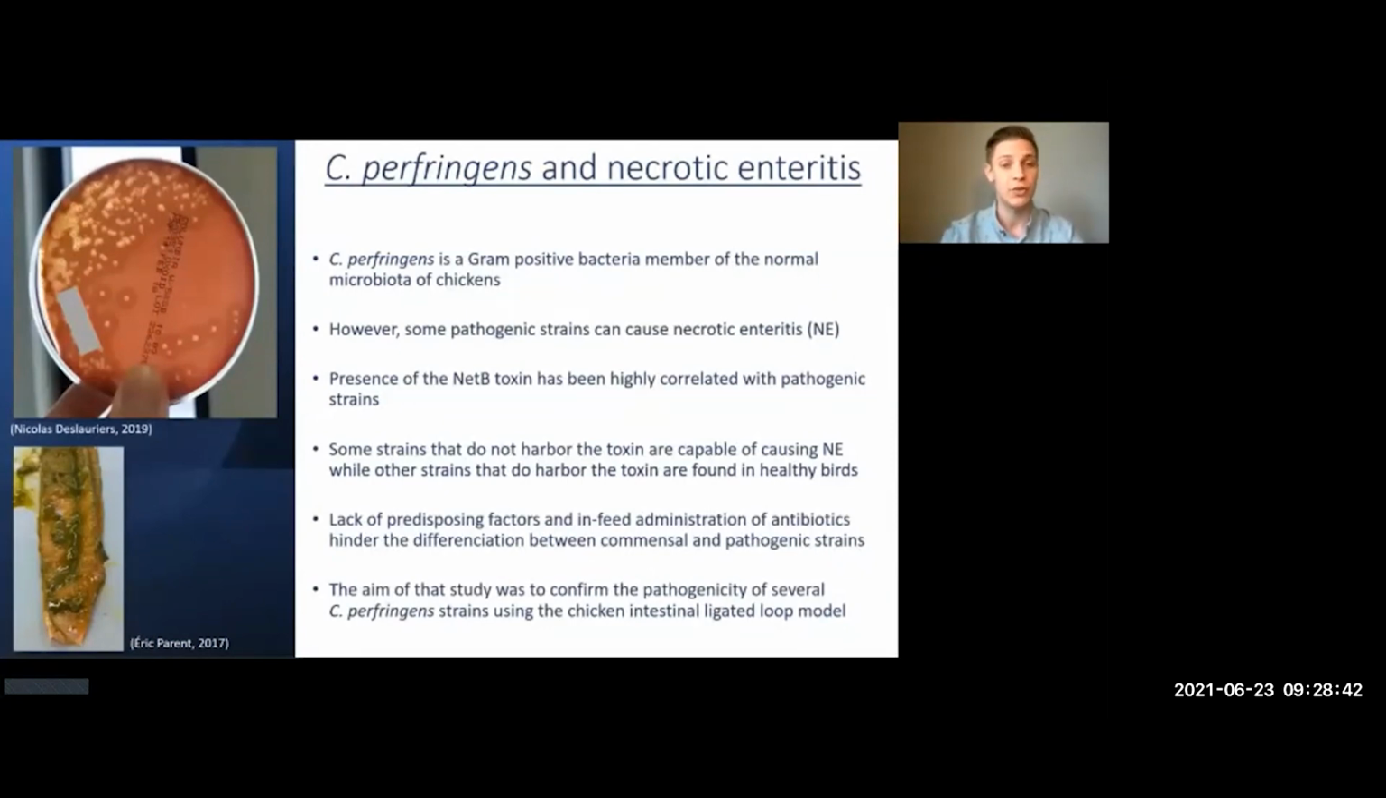However, some strains that do not harbor the toxin are capable of causing necrotic enteritis, while other strains that do harbor the toxin are found in healthy birds. A lack of predisposing factor, as well as in-feed administration of antibiotics, are barriers to the differentiation between commensal and pathogenic strains. So the aim of our study was to confirm the pathogenicity of several C. perfringens strains using the chicken intestinal ligated loop model.